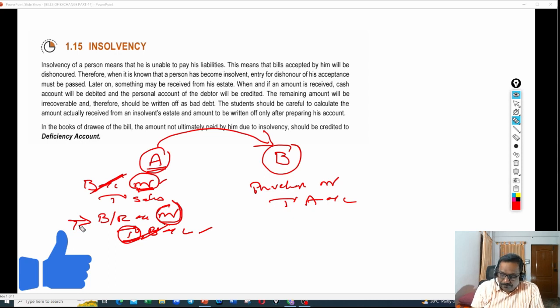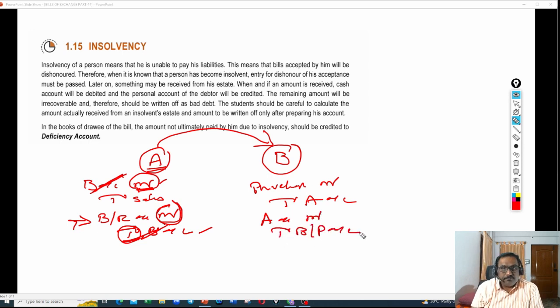Similarly, what will B do? He will debit A account and credit bills payable account. Now you see, A was showing as a creditor in his books previously. After writing bills payable, A account was debited and it got nullified, and he is left with bills payable. That means he has to pay bills payable to A.